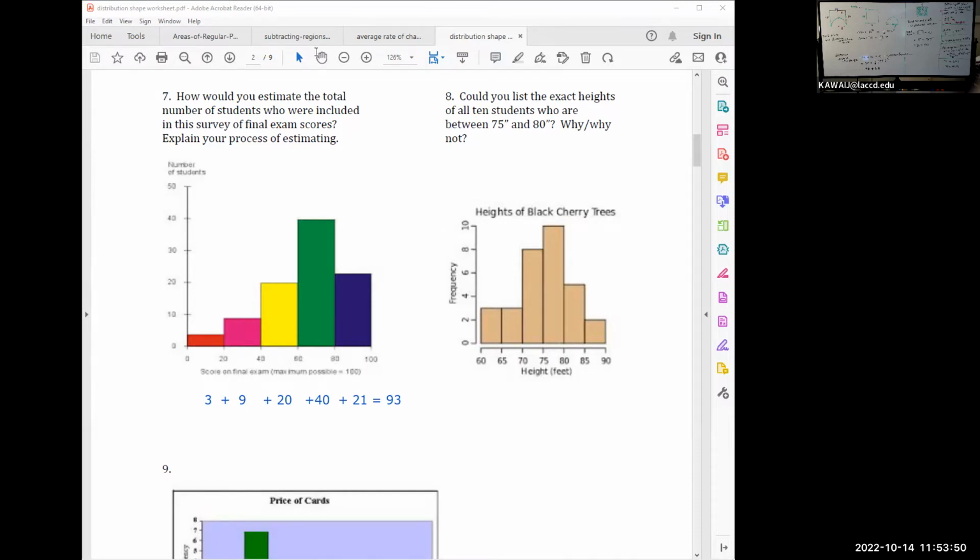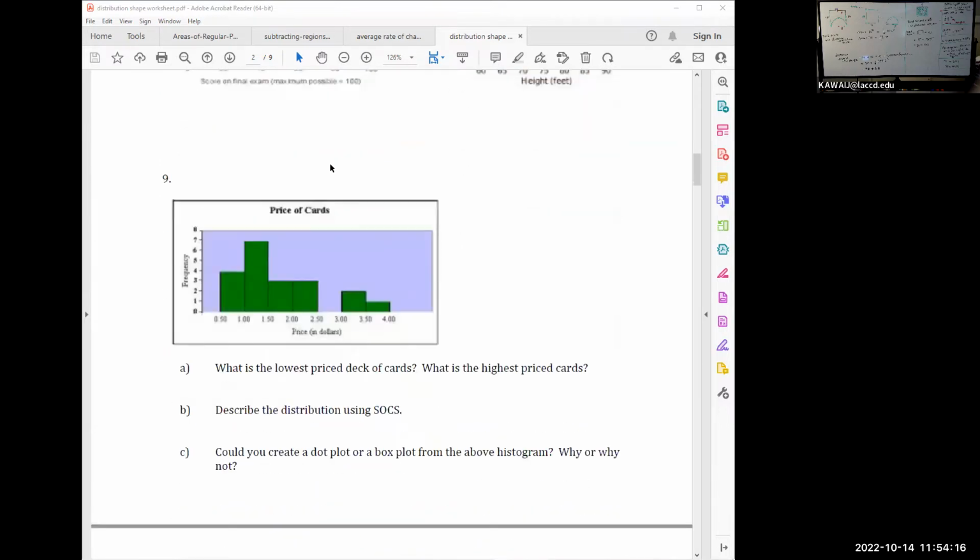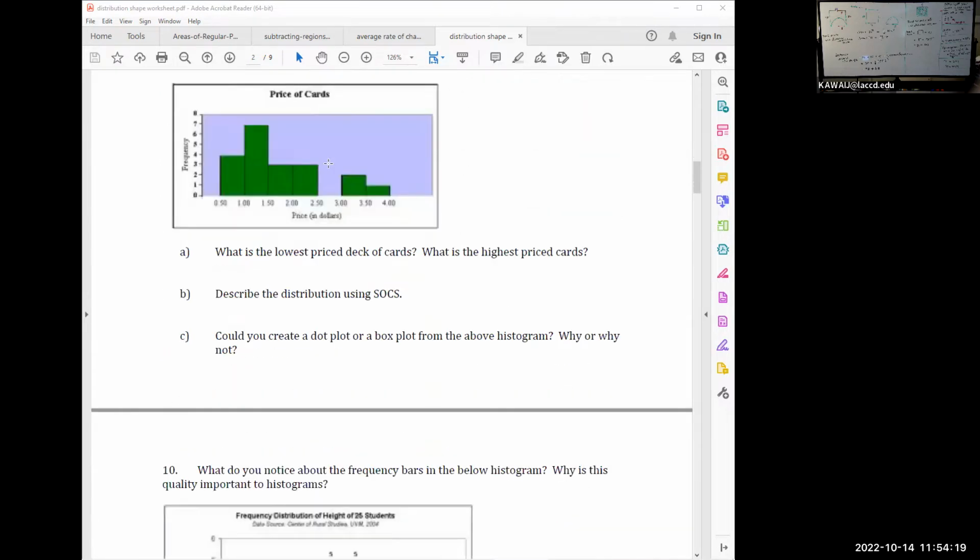I have a question, Professor. Sure. You said red is 3, 9, 21, 40. Okay, got it. Thank you. You're just looking at the y value here, at the height. Thank you, got it. Okay, and then let's try doing this one.